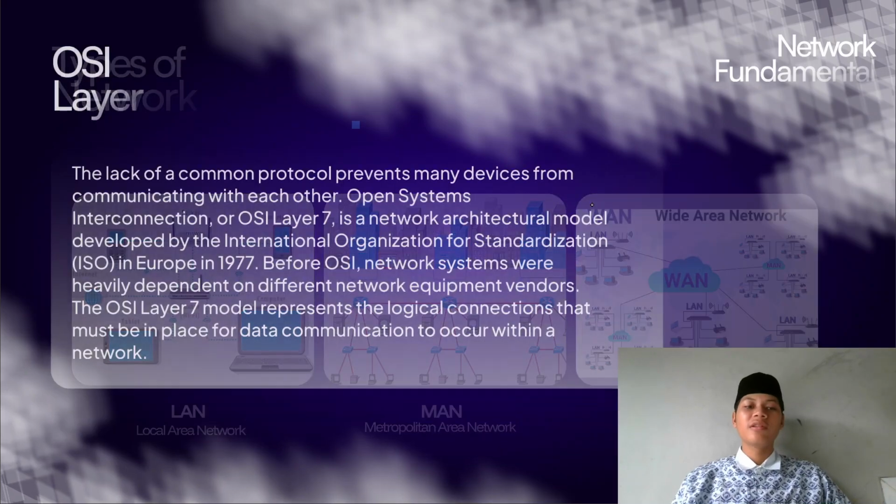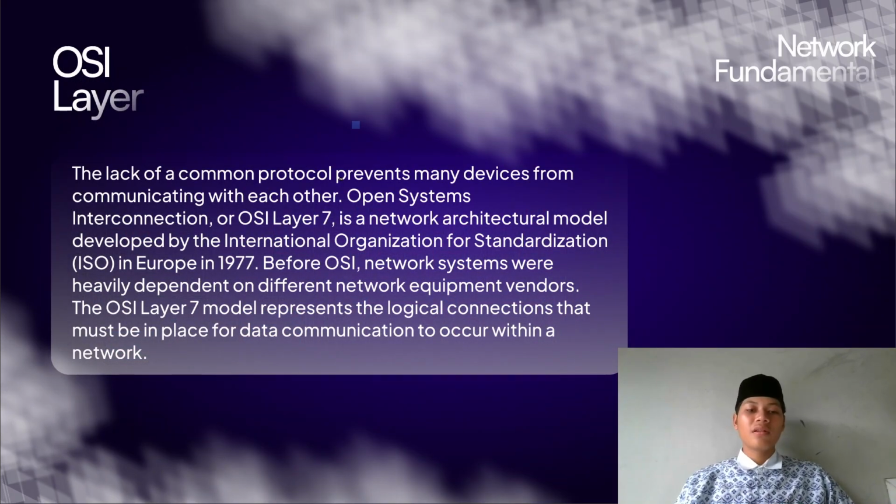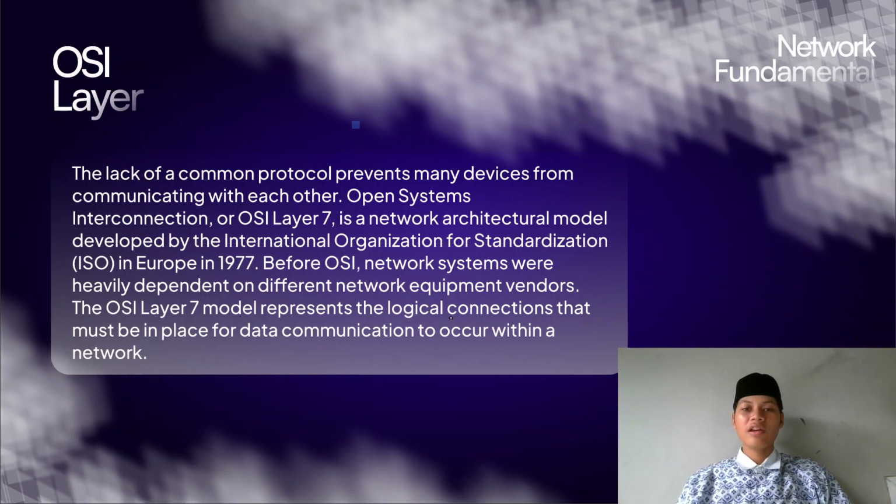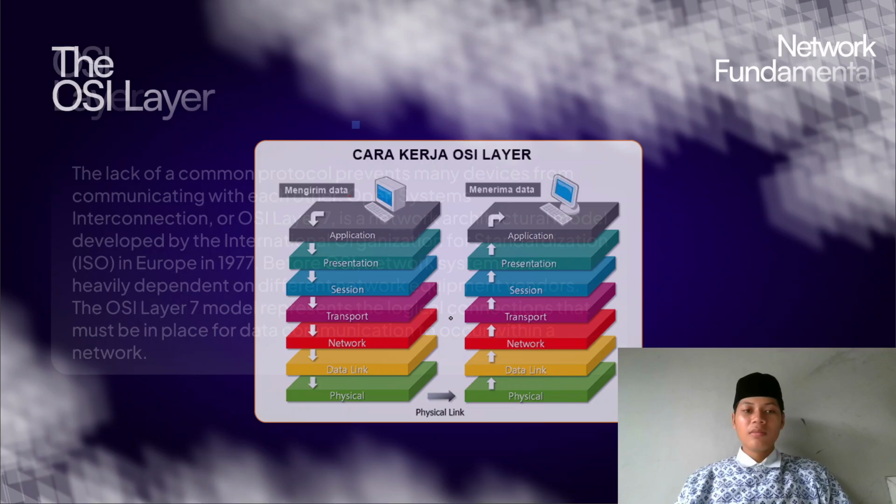Okay, so the next is the OSI layer. The lack of a common protocol prevents many devices from communicating with each other. OSI, or Open System Interconnection, is a network architectural model developed by the International Organization for Standardization, or ISO, in Europe in 1977. Before OSI, network systems were heavily dependent on different network equipment vendors. The OSI 7-layer model represents the logical connections that must be in place for data communication to occur within a network.